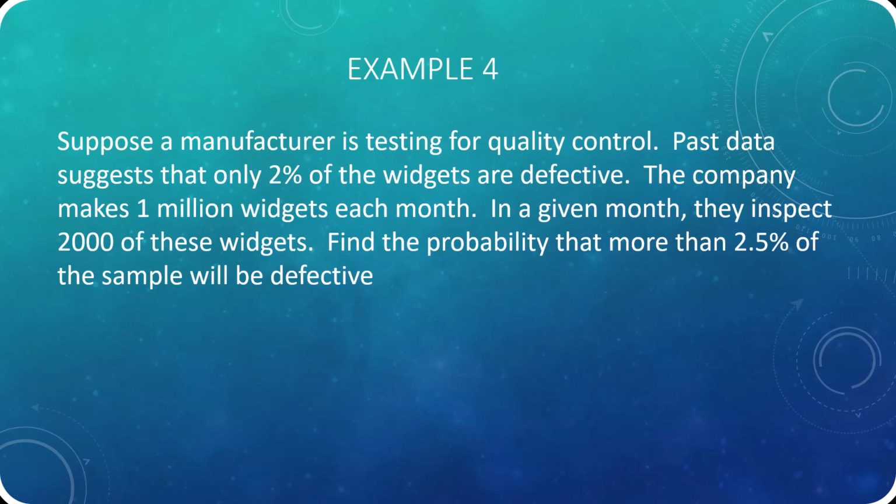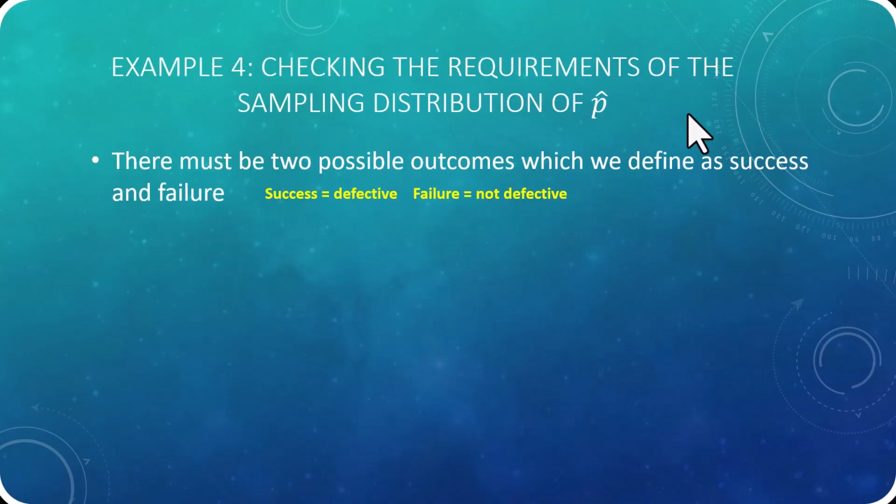So it says, again, manufacturer is testing for quality control. Past data suggests that only 2% of the widgets are defective, same as last time. This time, the company makes 1 million widgets each month, and they inspect 2,000 of them in a month. Find the probability that more than 2.5% of the sample will be defective. So we've already established that success is a device is defective and failure is that it's not defective.